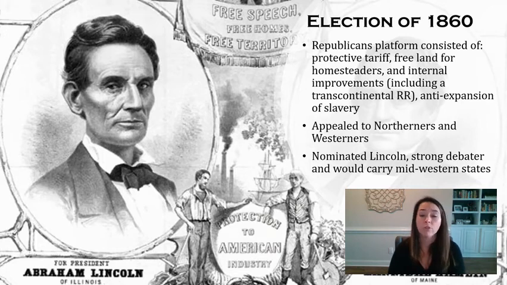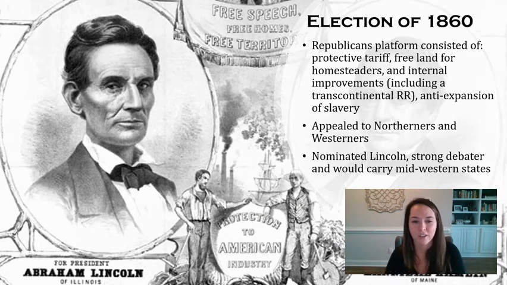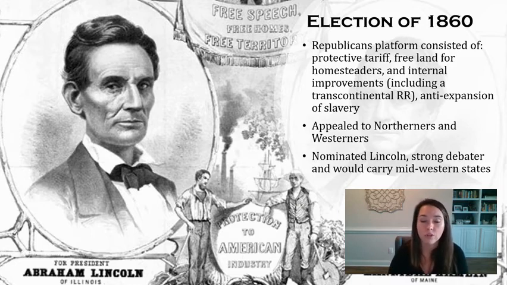So the Republican platform is, again, protective tariffs, free land for homesteaders, so we're going to eventually have the Homestead Act, and a transcontinental railroad. It's very similar to the Whig Party, you'll start to notice. But in addition to that, anti-expansion of slavery. It's going to appeal to Northerners and Westerners. They easily nominate Abraham Lincoln because of his debate skills. They think he's also going to carry a lot of those Midwestern states that they need.